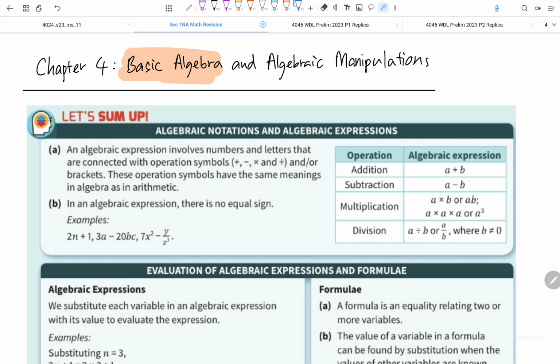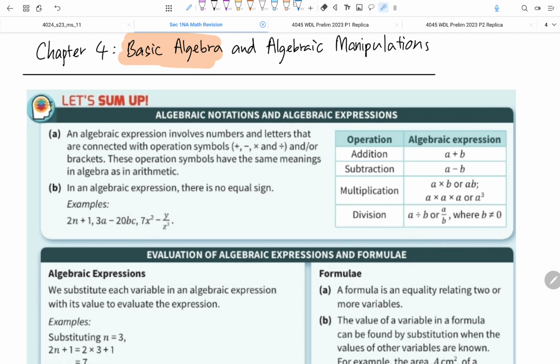Now what are expressions? Expressions are things like 2x plus 1. This is called an expression. In an algebraic expression, there is no equal sign. You do not see any equal sign. But for an equation, 2x plus 1 equals 5. When you see an equals to 5, this is called an equation. It is no longer just an expression.